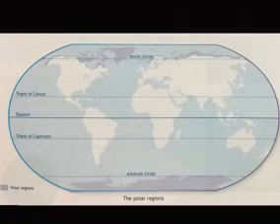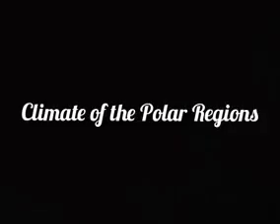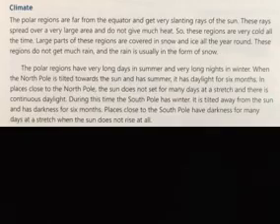Here we have a map of the polar regions and 3 colors are given: blue for water bodies, white for continents, and this purple for polar regions. Alright. Now climate of the polar regions. The polar regions are far from the equator and get very slanting rays of the sun. These rays spread over a large area and do not give much heat. So these regions are very cold all the time.